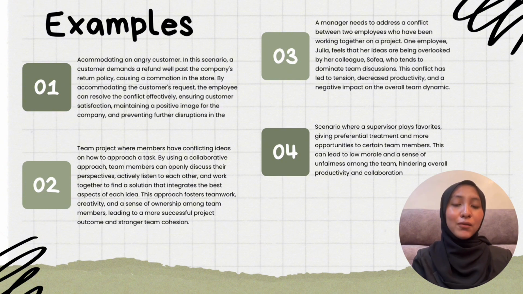Firstly, gather information. The manager meets with Julia and Sophia separately to understand their perspectives, concerns, and desired outcomes. Secondly, facilitate a discussion.